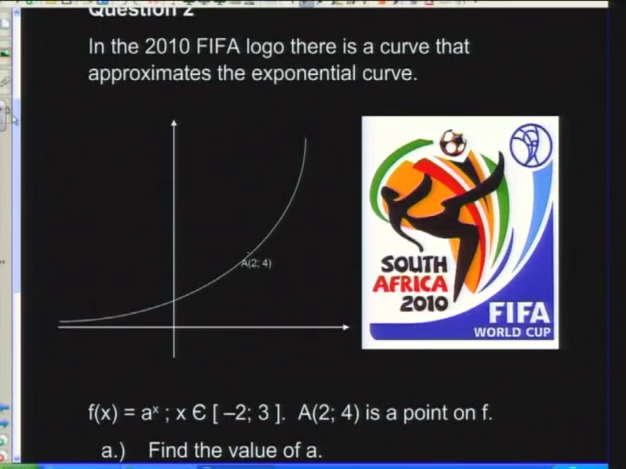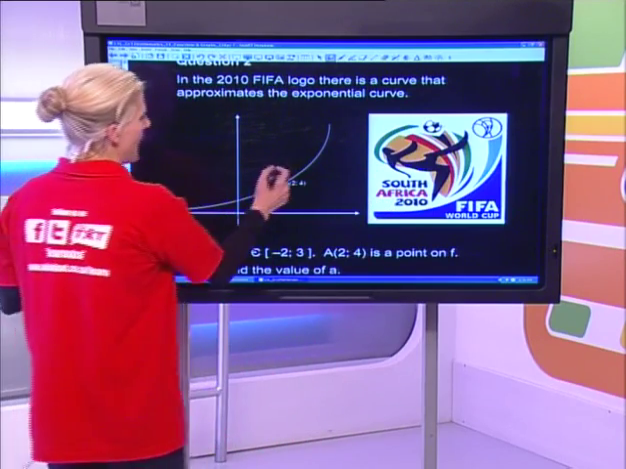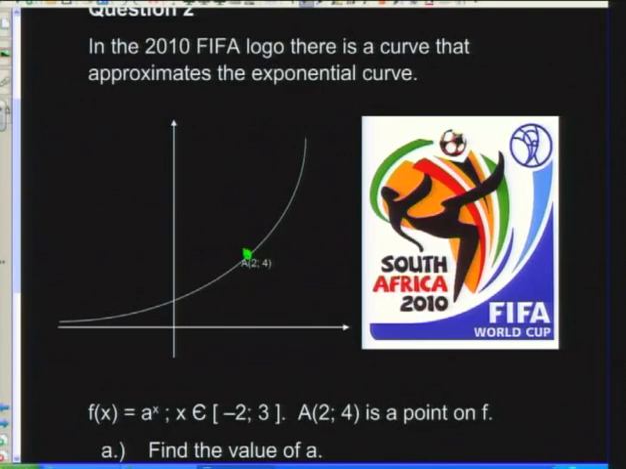Right, so in our next question, we've modeled part of the FIFA World Cup logo onto an exponential graph. You guys will remember, if you look back now at papers from 2010, you'll see everything is themed around soccer. So what we have here is an exponential graph in the form f of x equals a to the power x.